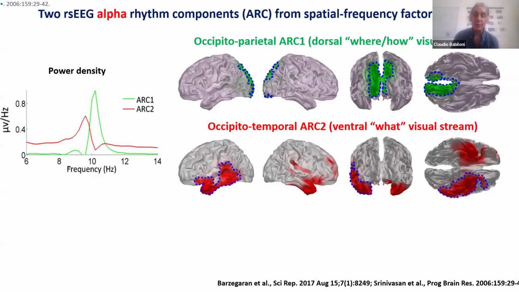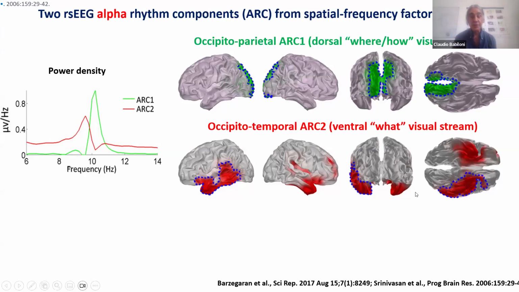But these results show that the alpha rhythms are related to the relaxation of the dorsal visual stream, shown by the green areas, and are related to relaxation, idling of the ventral visual stream, shown by the red regions in the cortical model.